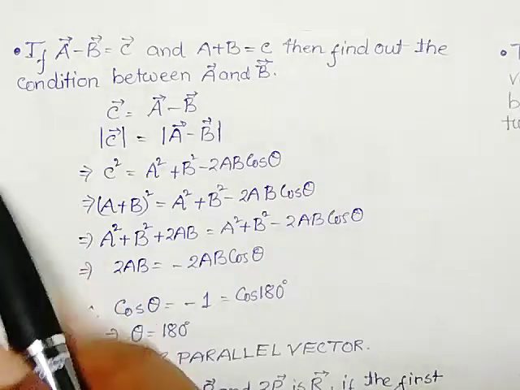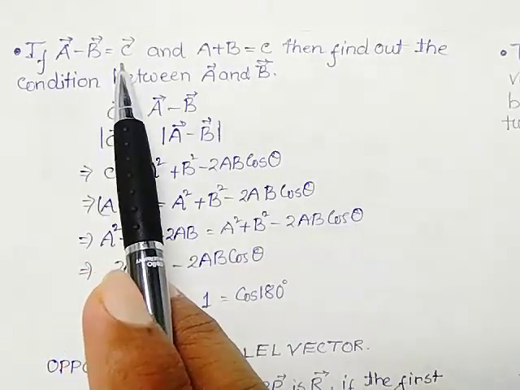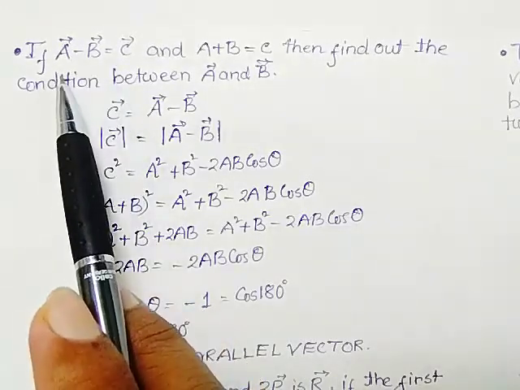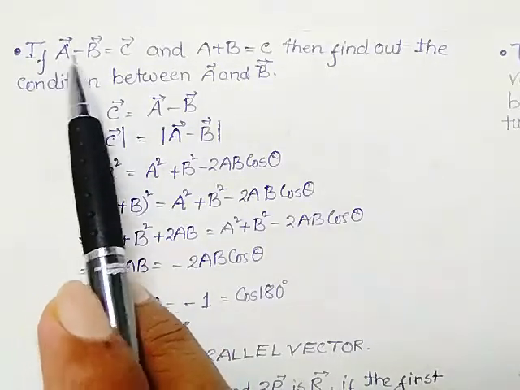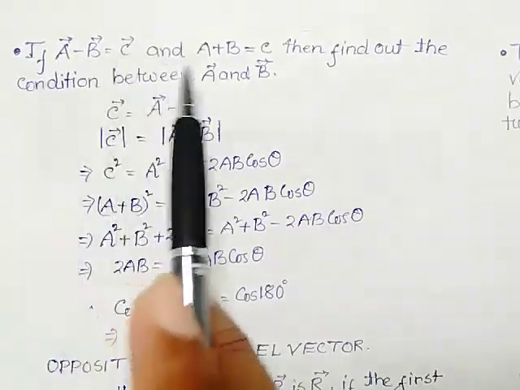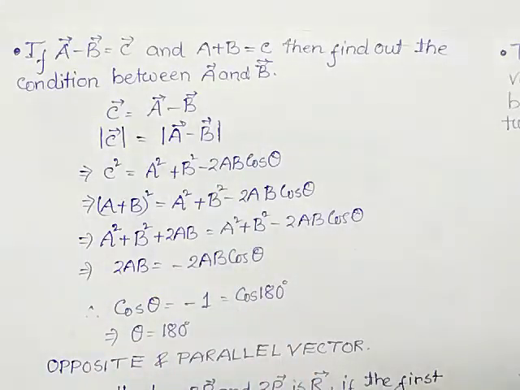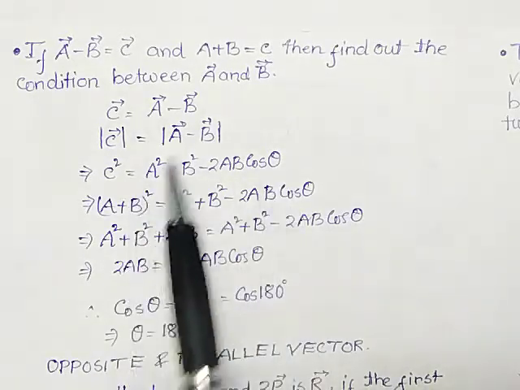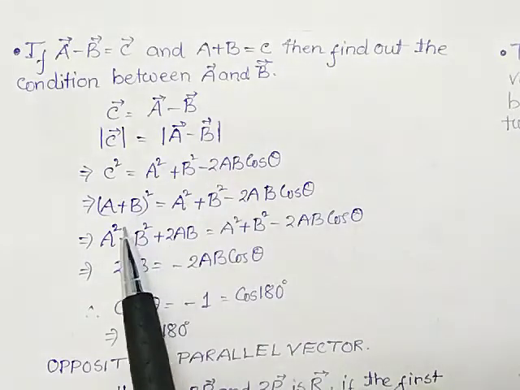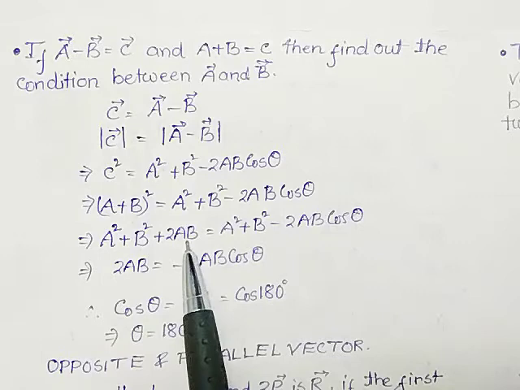Just see here. In the next question, a vector minus b vector equal to c vector. Here the subtraction of the a vector and b vector is given. A vector minus b vector equal to c vector and a plus b equal to c. What is the condition between the a vector and b vector? So c square equal to a square plus b square plus 2ab cos theta. We replace c equal to a plus b. Okay, we just break it, a square plus b square plus 2ab cos theta.